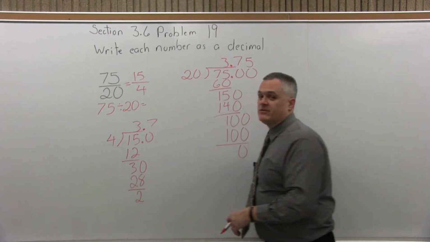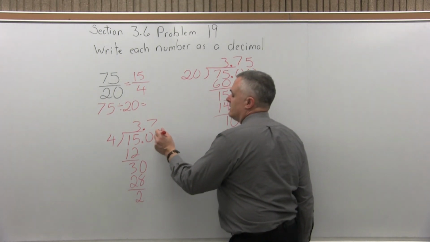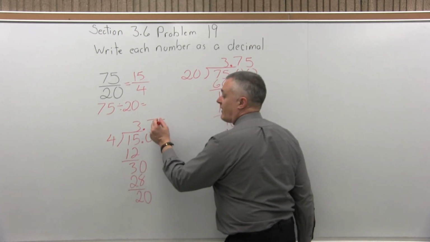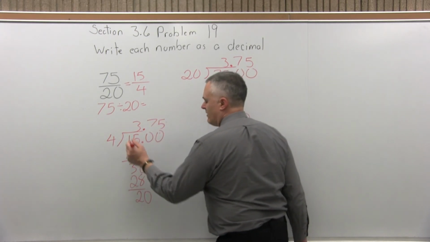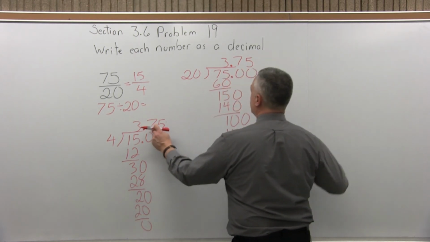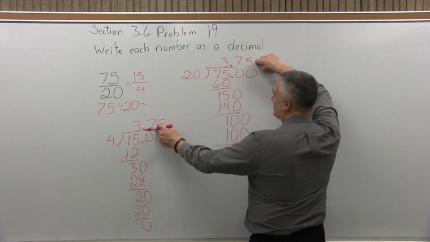It still didn't go in evenly, so I just put in another 0. Bring it down, keep going. Bring that 0 down next to the 2, it becomes a 20. 4 divides into 20 5 times. 5 times 4 is 20. 20 minus 20 is 0. There it is, 3.75. Same answer as when I didn't reduce it, 3.75 either way.